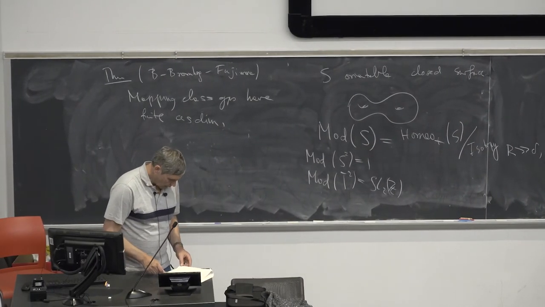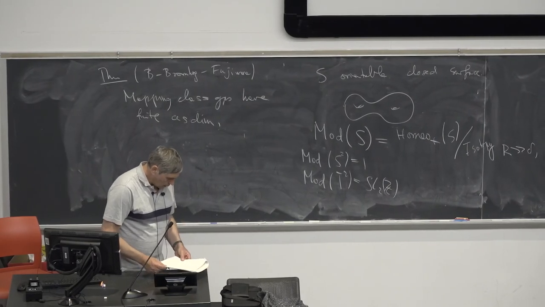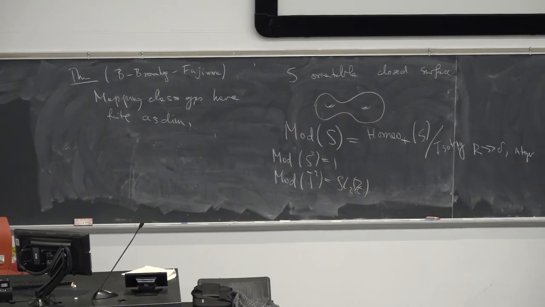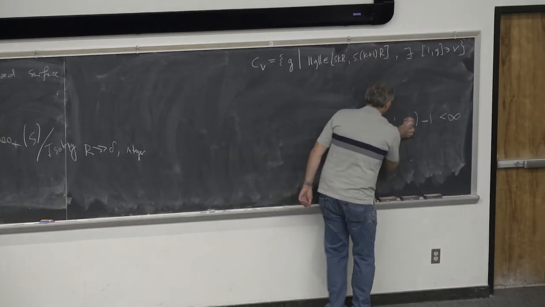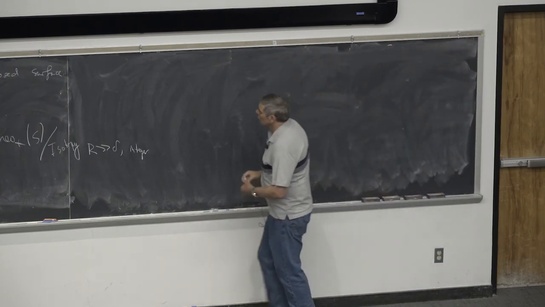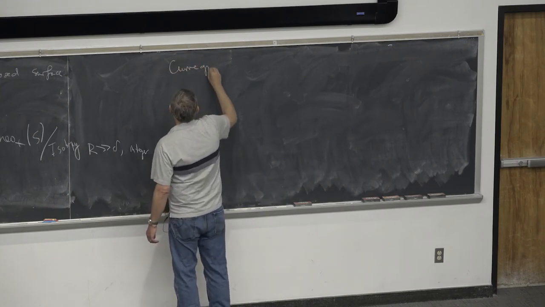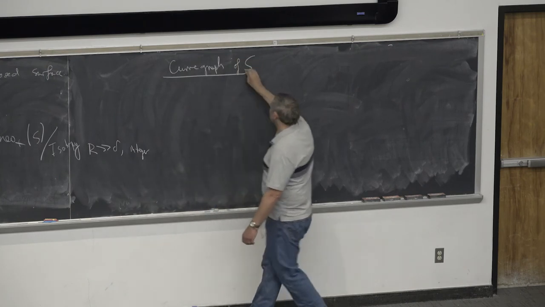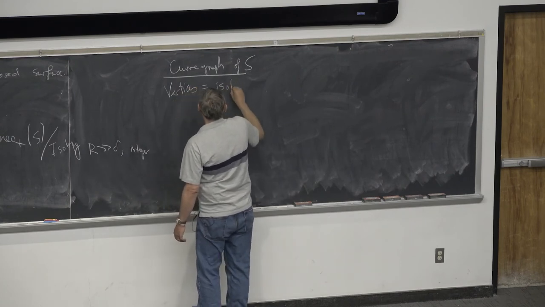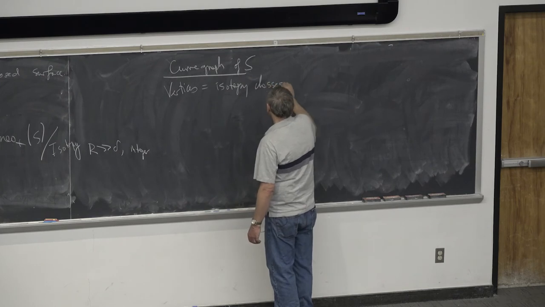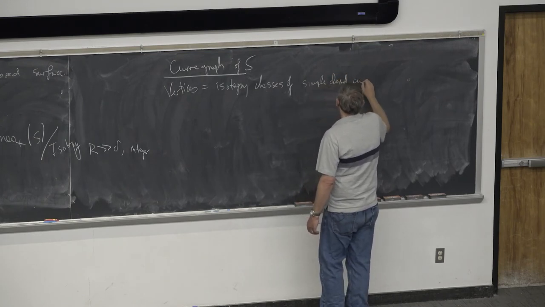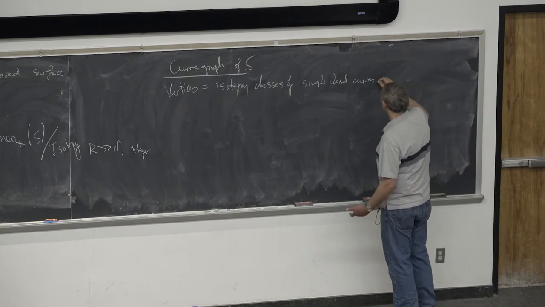Okay. So let me just define the curve graph and tell you the important things about the curve graph, and then I guess I'll stop. Or a curve complex. Okay, so the curve graph of S. The vertices are just isotopy classes of simple closed curves which are not null homotopic. So people say essential.